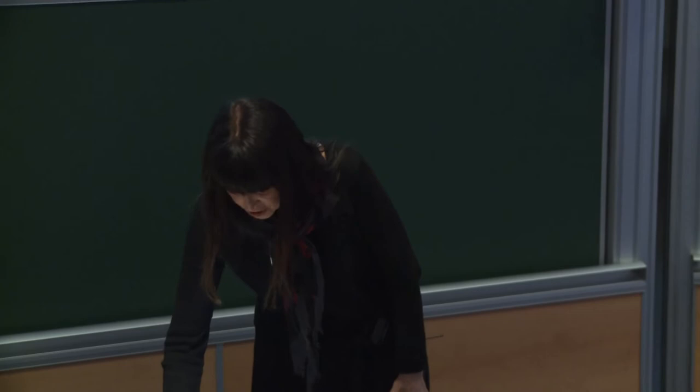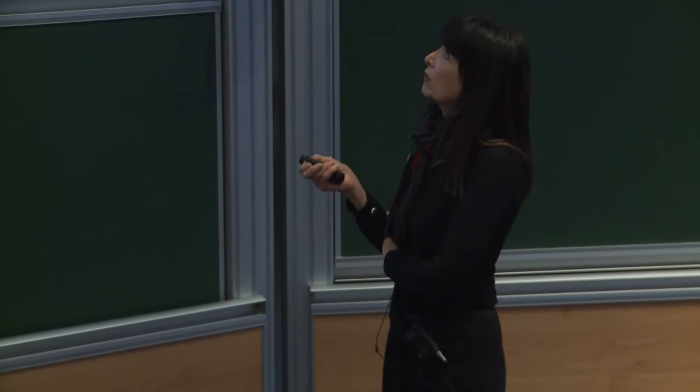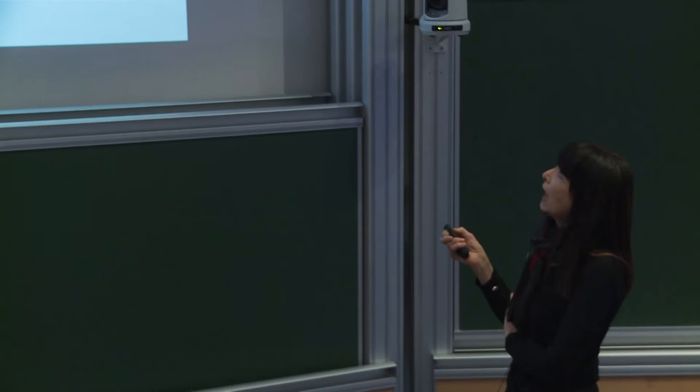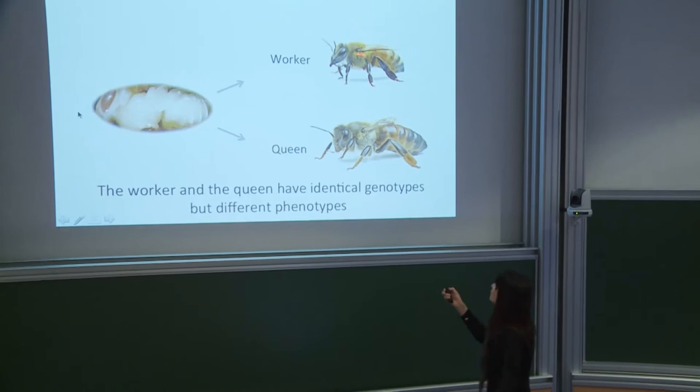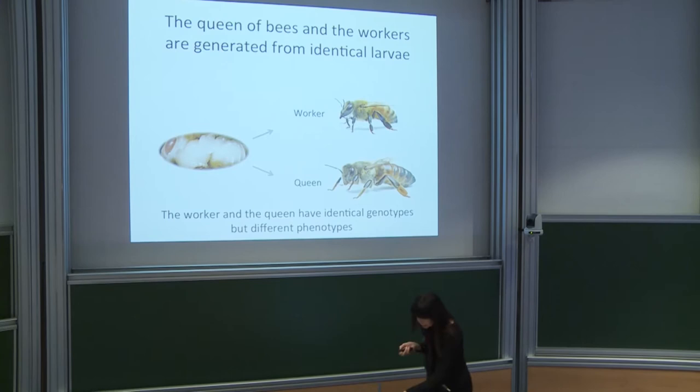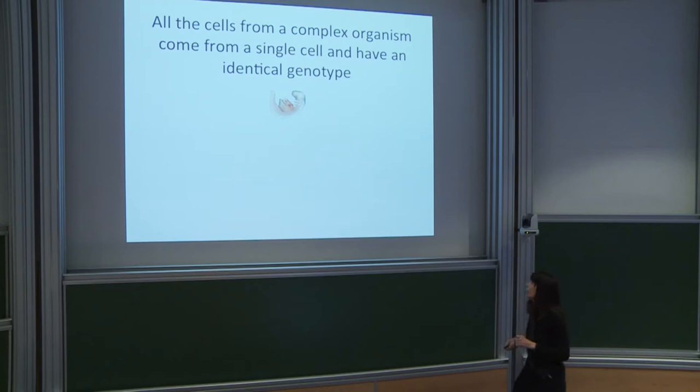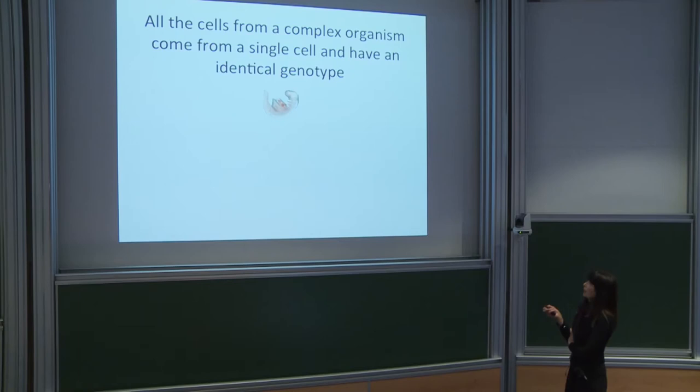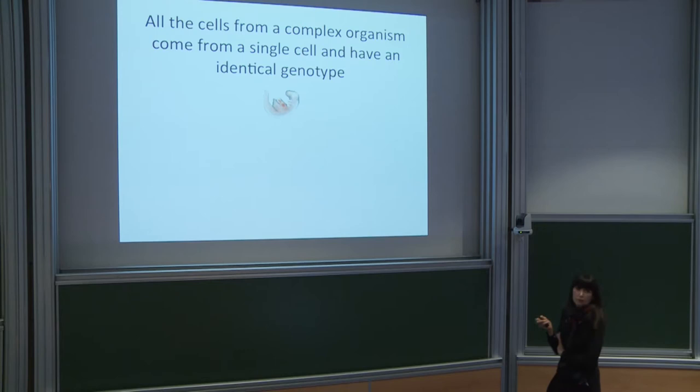So I'll just give you a few examples of that. For example, the queen of the bees and the workers are generated from identical larvae, but they have very different phenotypes, as you can see here, and as you may know. Another example, which is closer to us, is the cells from a single organism. All the cells from a complex organism come from a single cell. They have an identical genotype, as far as we can say.